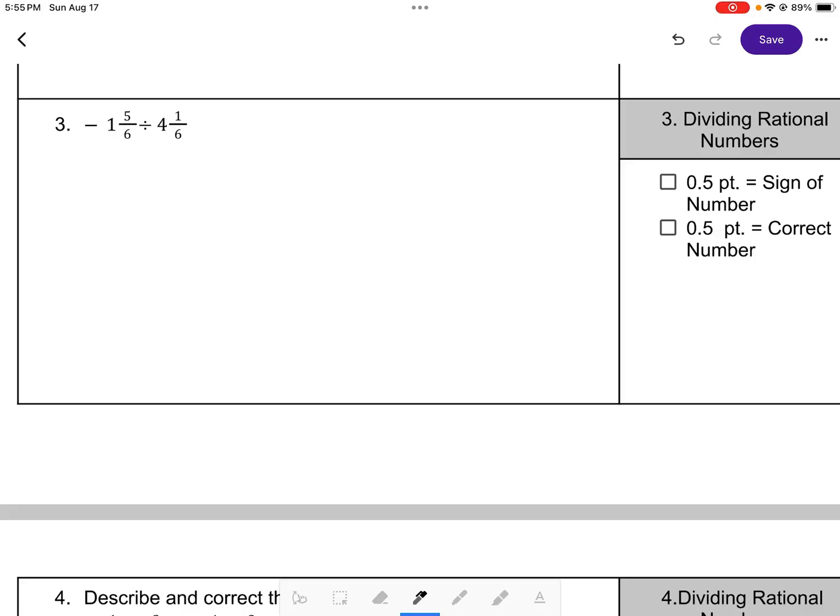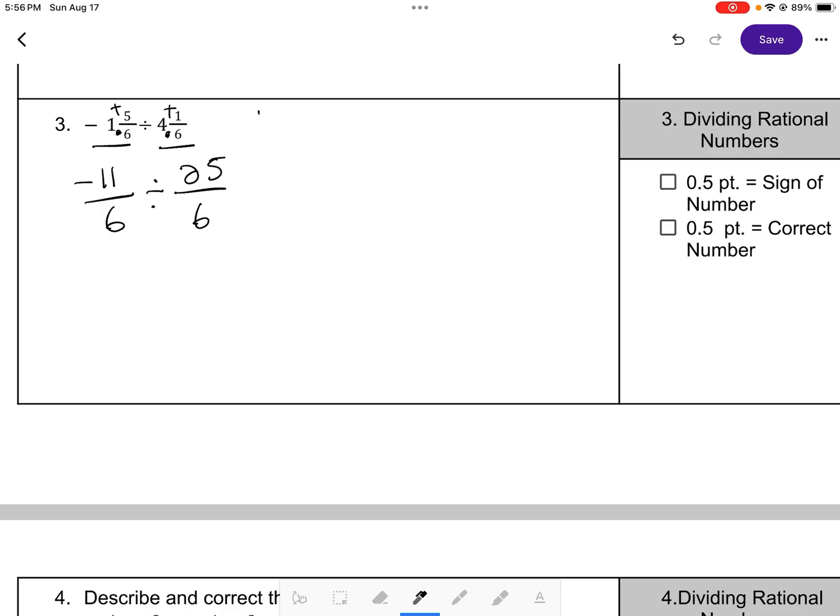Number 3, this time we're moving into fractions. I need to make both of these mixed numbers into improper fractions before I can divide. I'm going to multiply 6 times 1, and then I'm going to add it to my numerator. 6 times 1 is 6. 6 plus 5 is 11, so that gives me negative 11 over 6. My denominator stays the same. Divided by, I'm going to do the same thing over here. 4 times 6 is 24, plus 1 is 25. My denominator stays the same.